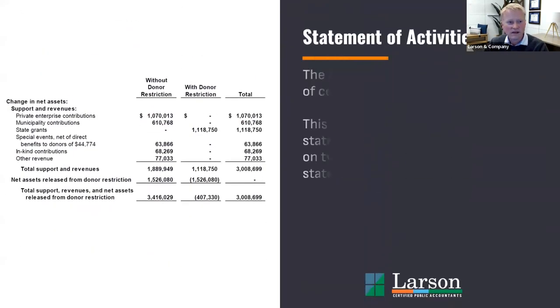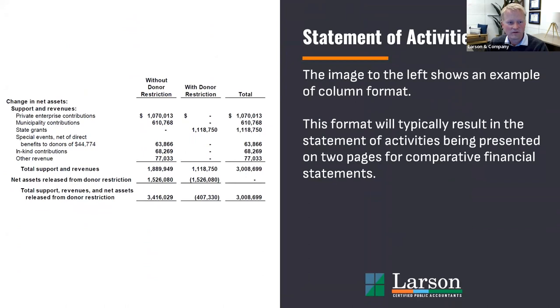So the image to the left here is an example of the column format. This format typically results in the statement of activities being presented on 2 pages when you have comparative financial statements. So you will have to look at both pages side by side to get an idea of the changes year to year.